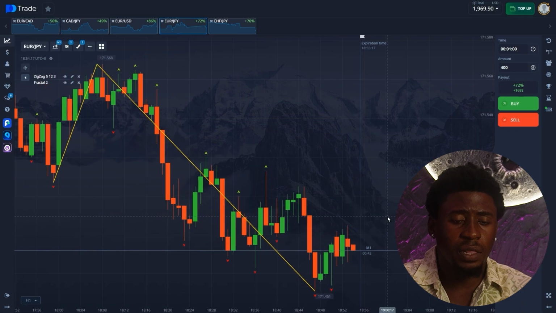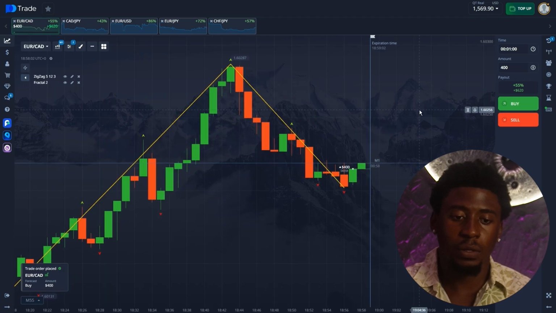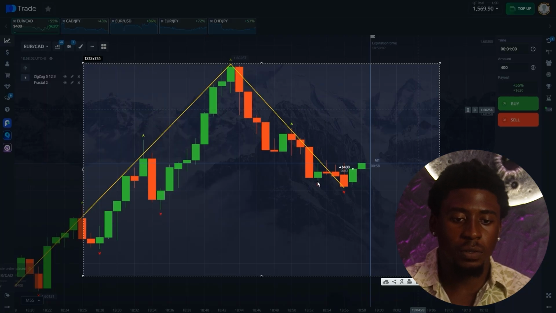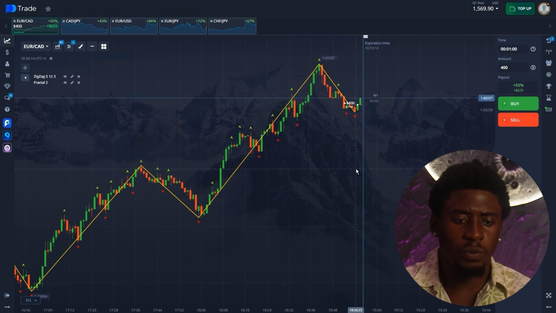Time to look for the final trade of the session. Okay, here's an interesting setup. Not an obvious one, so let's break it down. Here's a micro level from fractals and price has bounced off it. Now we are climbing toward the zigzag level within an uptrend.